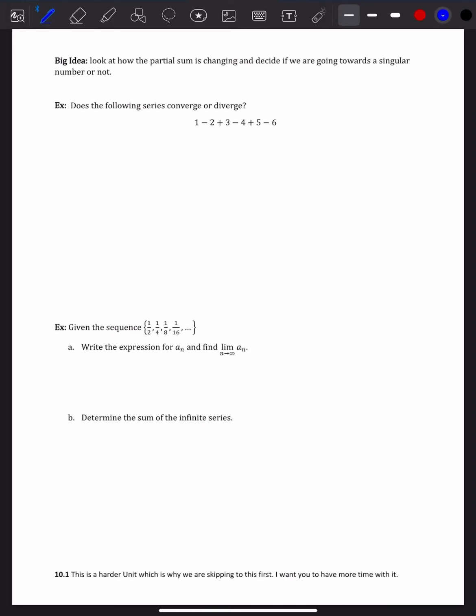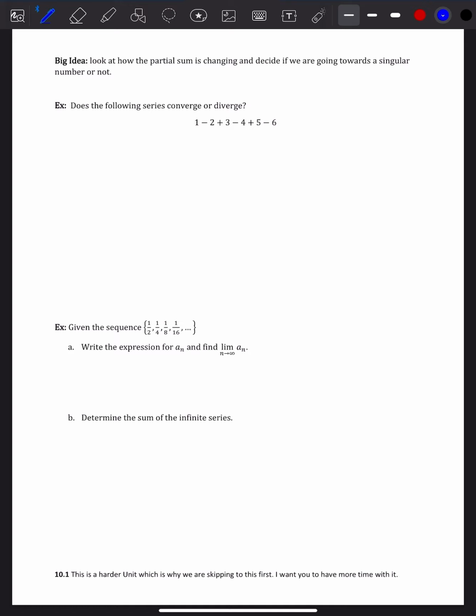Okay, so we're going to be looking at these different problems to help us decide what's going on. So this first problem, look at how the partial sum is changing and decide if it's going towards a singular number or not. So does the following series converge or diverge?